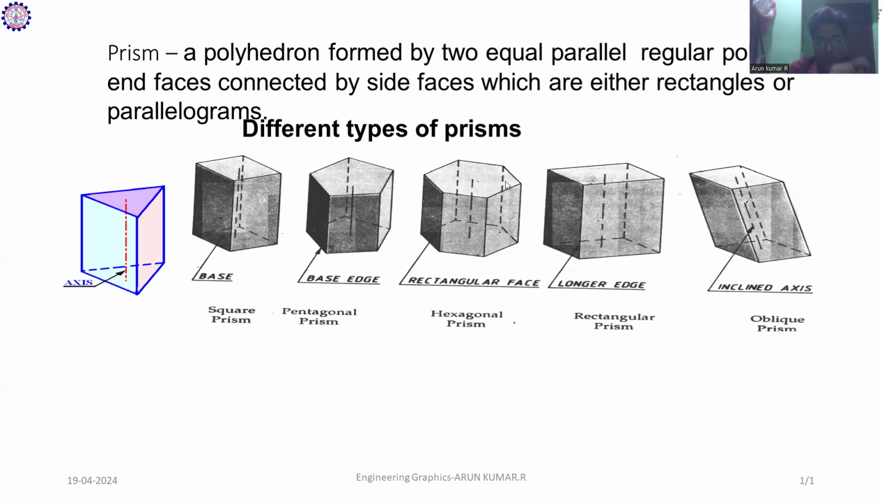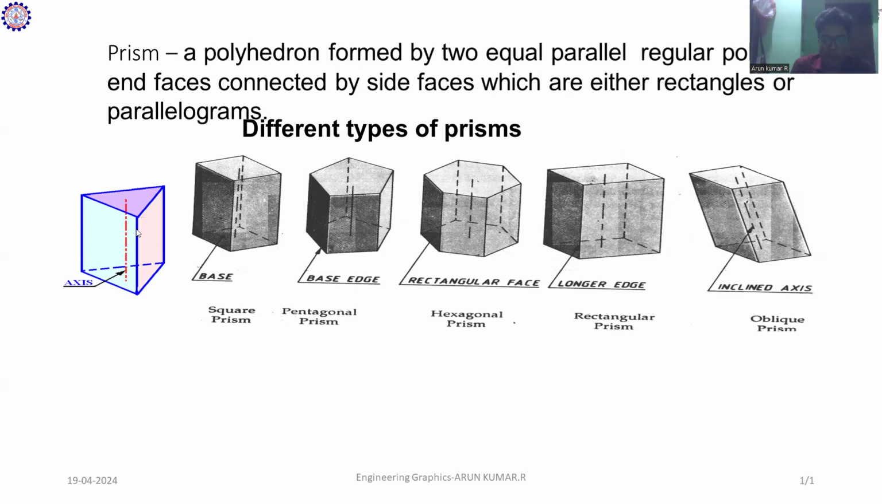Also, the end faces are connected by the side faces. For example, consider a triangle here: this corner will join this corner, and the same side will be joined to the same side. The two equal, parallel regular polygons are placed at a particular height. The end faces are connected by side faces, which are either rectangular or parallelogram. When we consider a parallelogram, it means the solid is inclined.